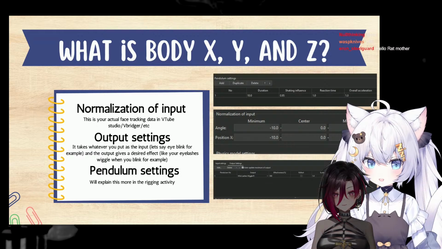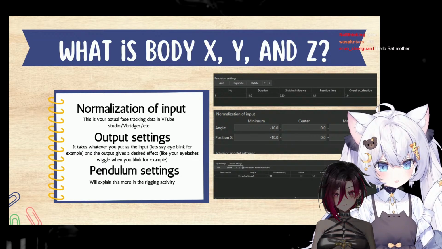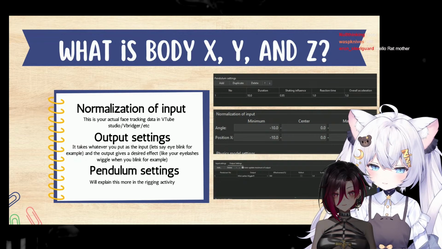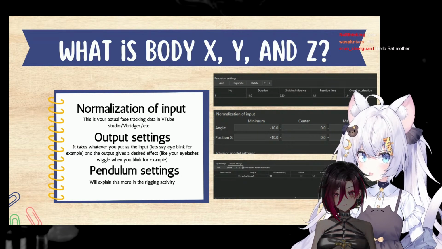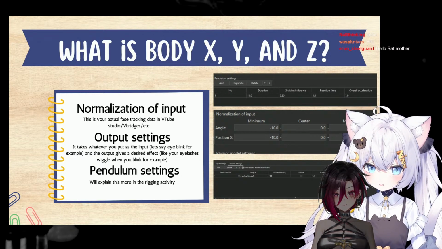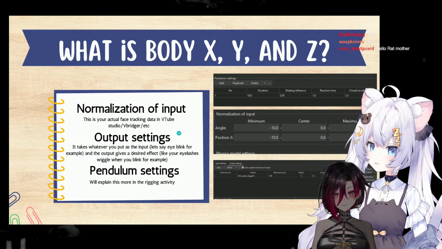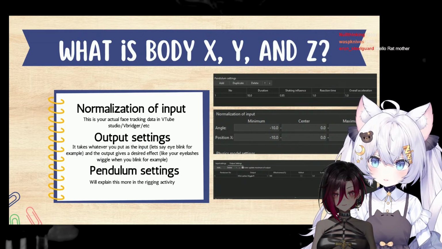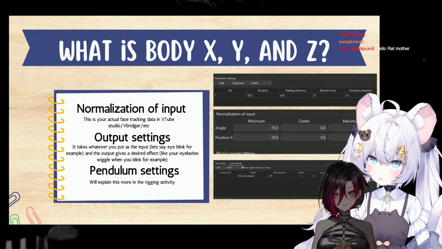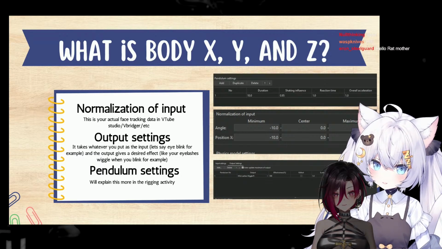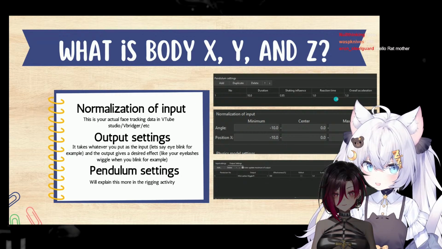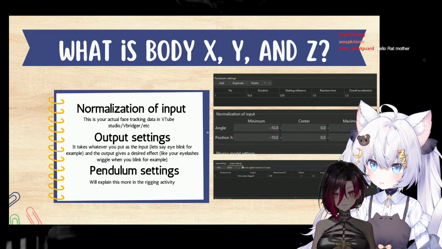So if you don't want it to take too much of your head turn too strongly, you can limit the input of that, so that way it would only take the input of your face slightly or something like that. A lot of nuances that you can do with this. It's a much more advanced setting, but it's okay. You can still do some things for beginner concepts. The output setting is a little bit more straightforward. It takes whatever you put as the input. So let's say you have eye blink, for example, and the output gives a desired effect, like your eyelashes wiggling every time you blink. And then the pendulum settings, I'll explain a bit more of what the duration, shaking, and reaction overall acceleration mean as we get into our Live2D rigging activity.